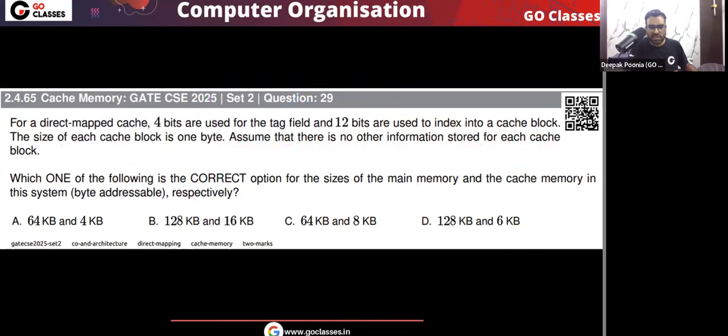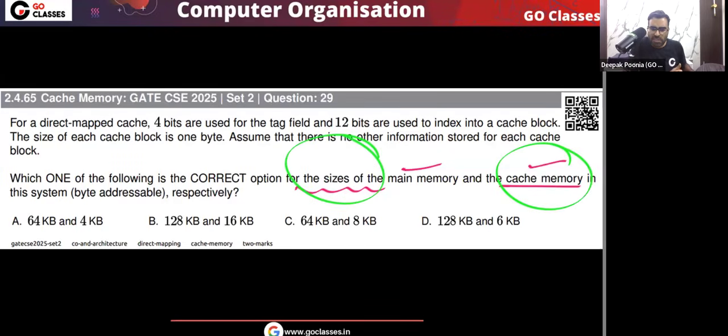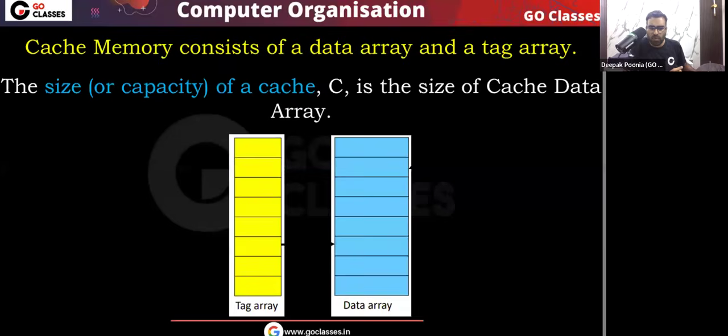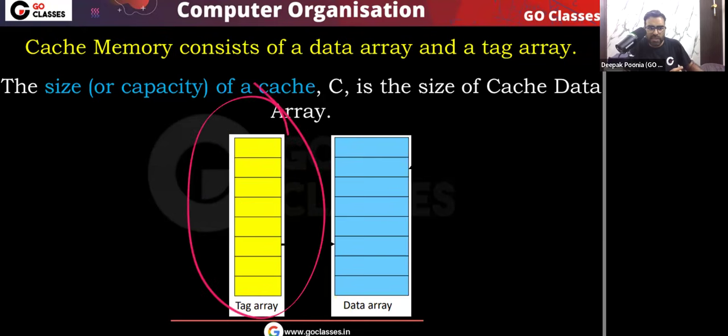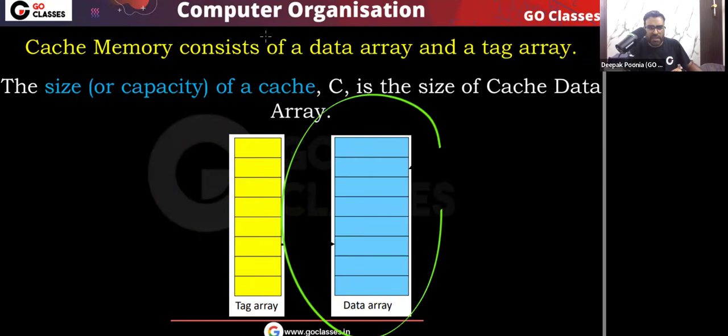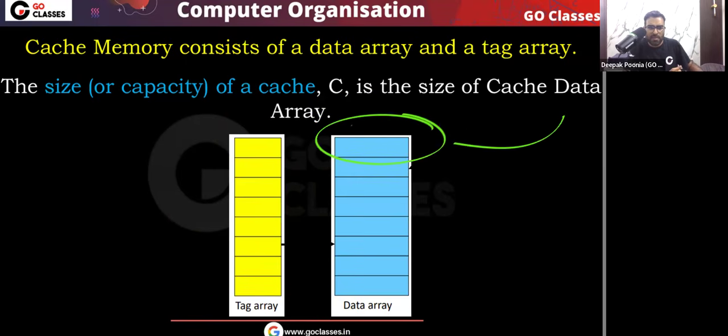The question is actually asking the size of cache memory. You can see the correct size of main memory and the correct size of cache memory. So when we discuss the size of cache memory, does it include the size of tag directory? The answer is no. Remember, cache memory consists of data array and tag array. In the tag array, we store the tag and also the valid bit, dirty bit, basically the status bits we store in the tag directory. This tag array is also called tag directory. Here we store the metadata, the extra data, like the tags and all. And in this data array, here we store the block that we fetch from the main memory.